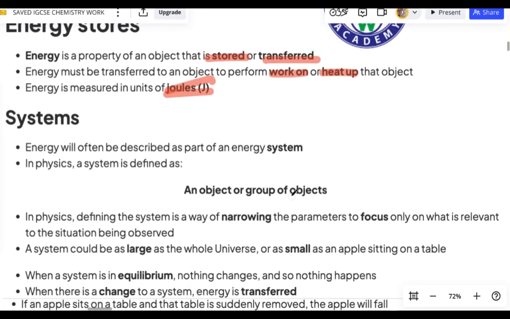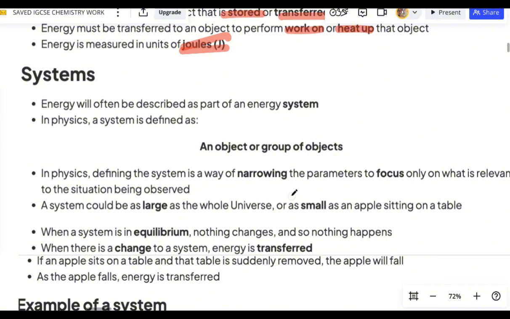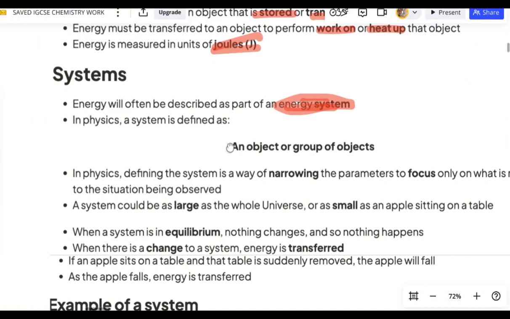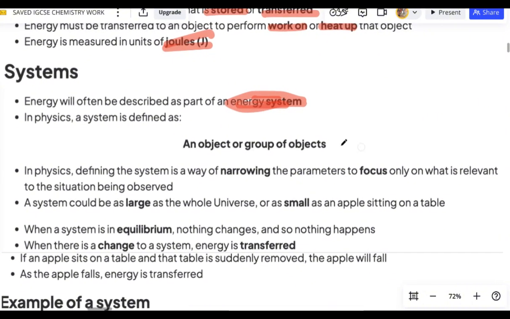Now let's go to systems. We have different systems in physics, right? Energy is described as part of a system, the ecosystem, right? Energy is part of the ecosystem. First, it comes in the form of chemical energy and can be converted to different forms of energy. This chemical energy can be converted to other forms of energy. Now, how do we define a system? A system in physics is defined as an object or group of objects.